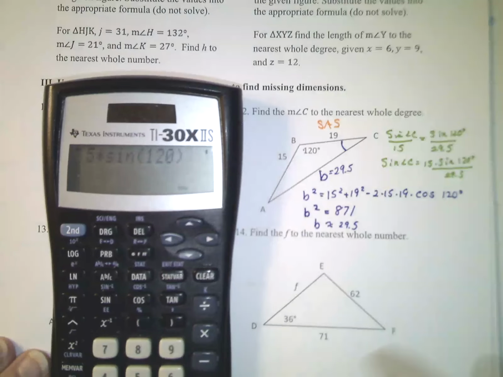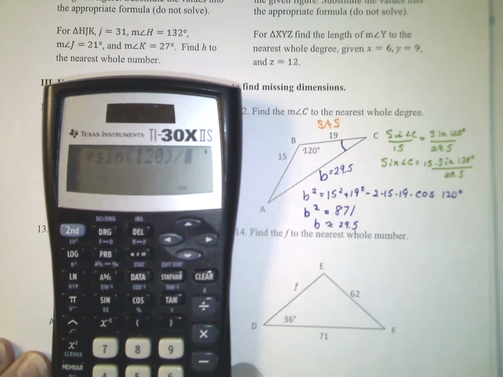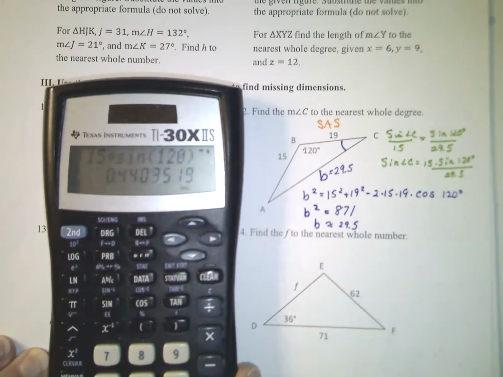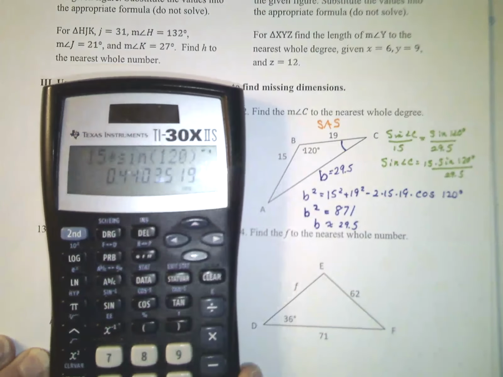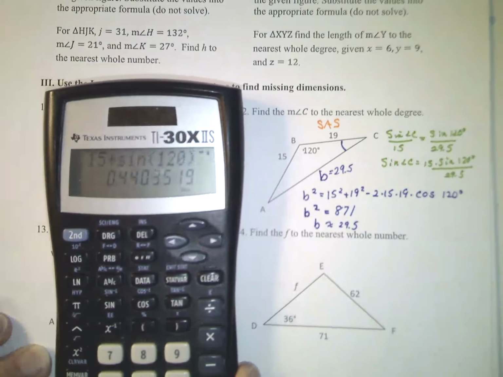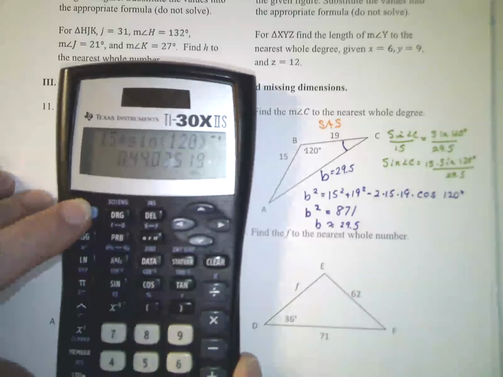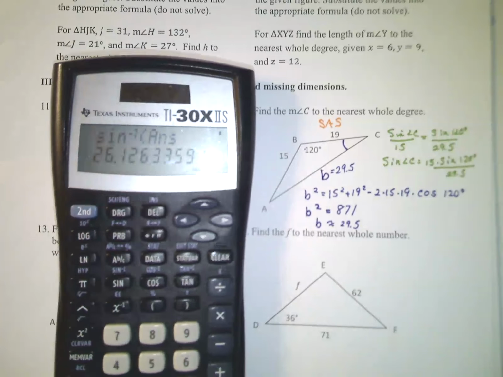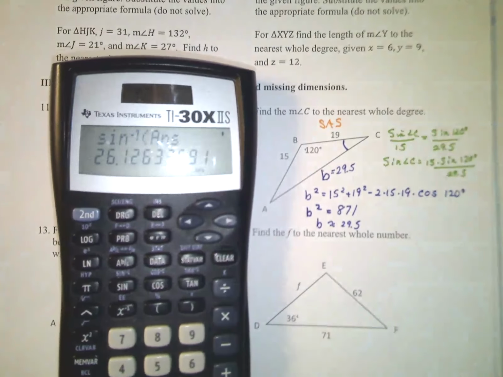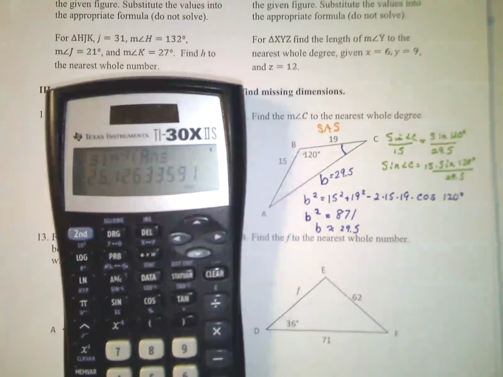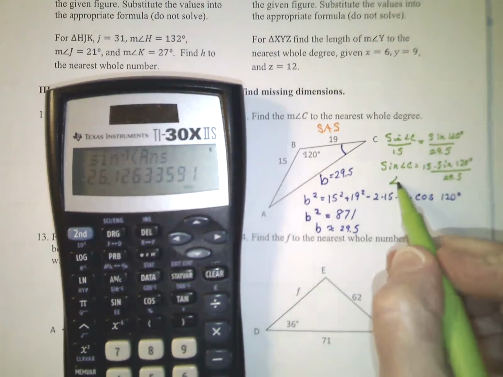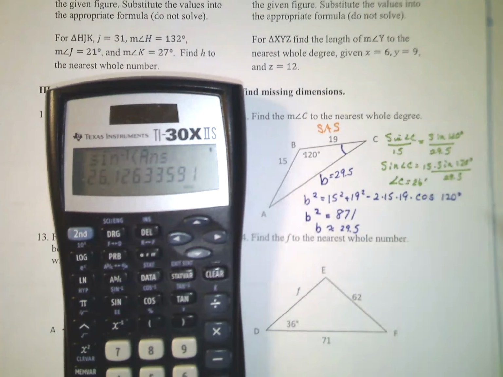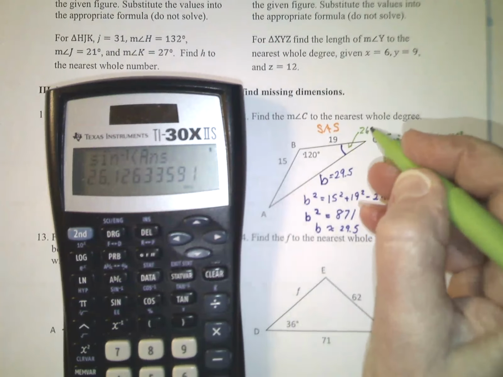So I'm busy typing in this equation here. Still have to do divided by 29.5. And it gives us this beautiful decimal, which is the sine of angle C. So now I'm going to do inverse sine, second sine of that answer. And it tells us that to the nearest whole degree, angle C is going to measure 26 degrees. So this is a 26-degree angle here.